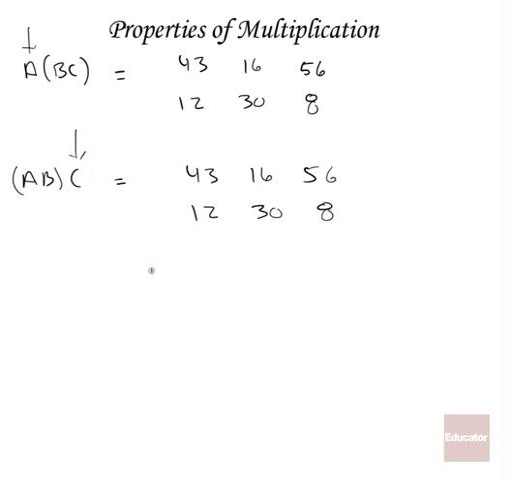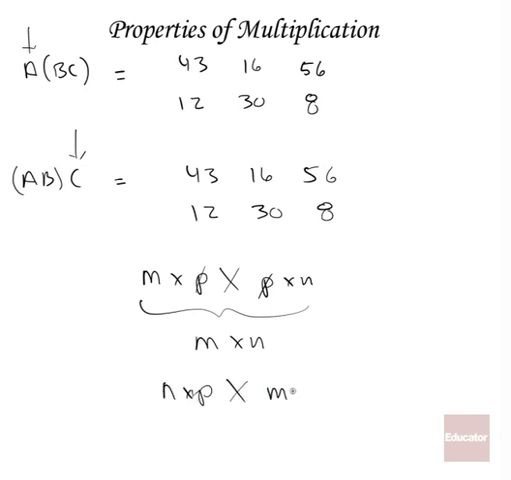And generally speaking, if we multiply an M by P matrix times a P by N matrix, these P's have to be the same, and what you end up with is an M by N matrix. Well, if you reverse those two, and try to multiply an N by P matrix by an M by P matrix, now P and M are not the same. In this particular case, the multiplication is not even defined.